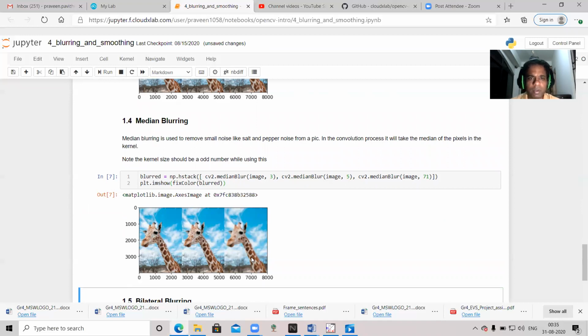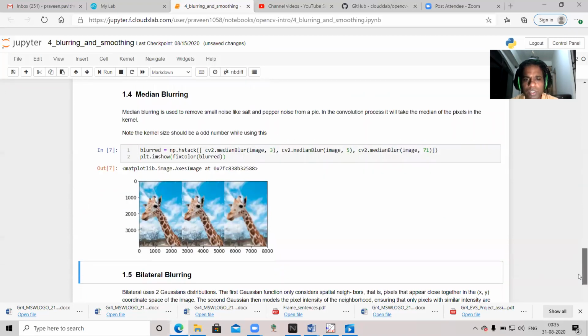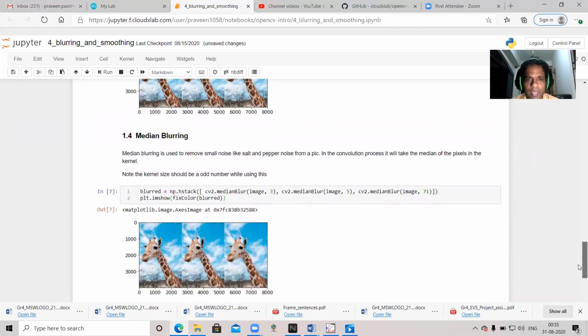This looks a little more like the average than the Gaussian, because there is no weightage for the location. We're not giving more weightage to pixels if they're closer to the center.